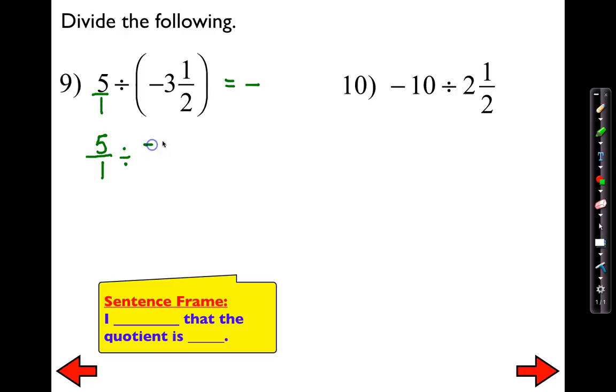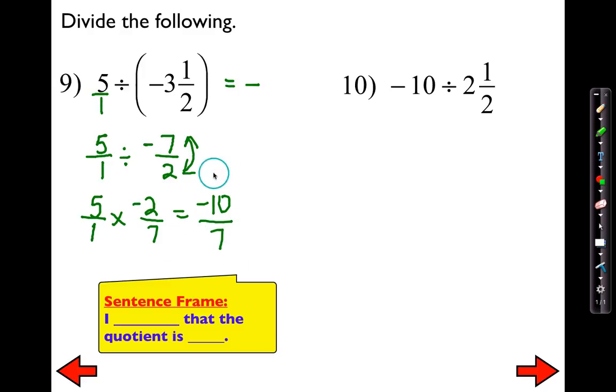So here, I'm going to show you real quick, if you prefer not to determine the sign right away, if you want to deal with the sign within the problem, what you would do here. Since this is dividing by -7/2, this is essentially the same thing as multiplying by the reciprocal of this, which is -2/7. So I'm going to go ahead and cross reduce, which actually I can't. So I'm going to multiply straight across. 5 times -2 is -10. 1 times 7 is 7.